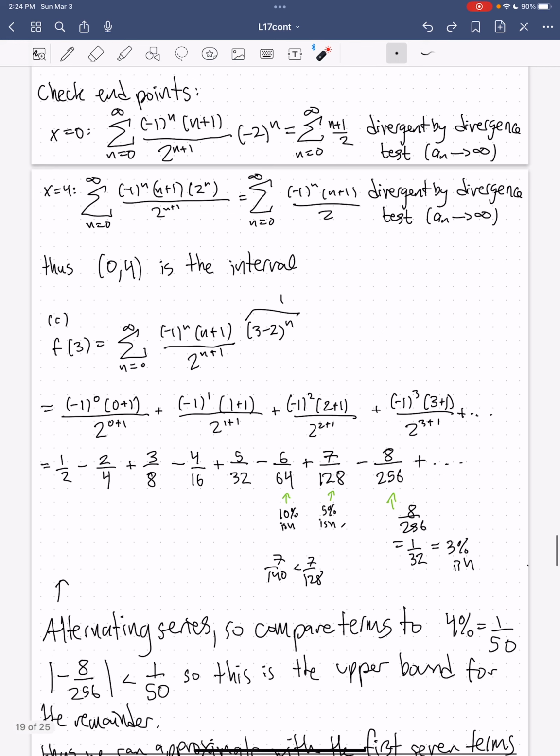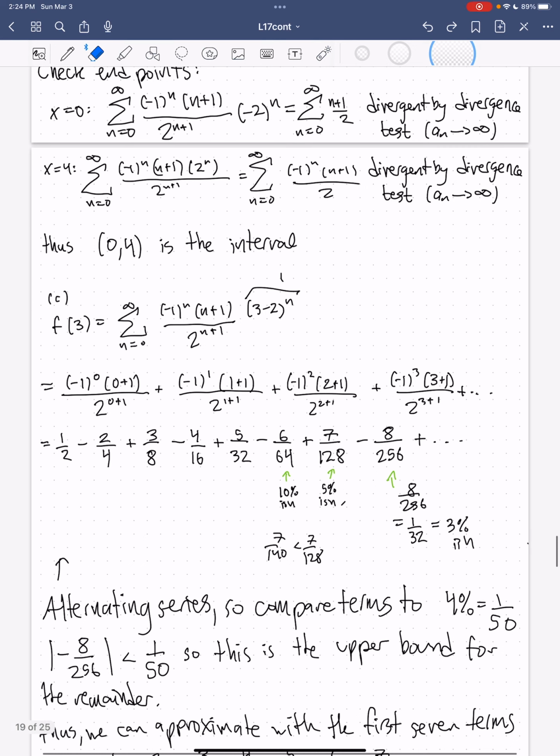1 over 50. Uh-oh. I have to fix this. One over 25. Okay. So we're trying to find terms that are less than 4%.